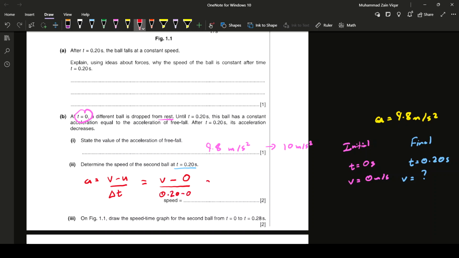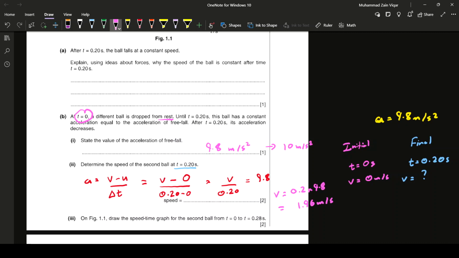So the change is 0.20 minus 0, where I get v over 0.20, and this is equal to the acceleration, which they've told me is the acceleration of free fall, 9.8. So we simply solve this and get v equals 0.2 times 9.8, which gives an answer of 1.96 meters per second, which happens to be the final speed.